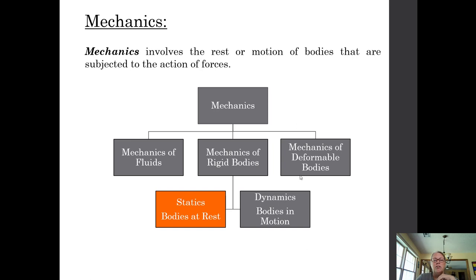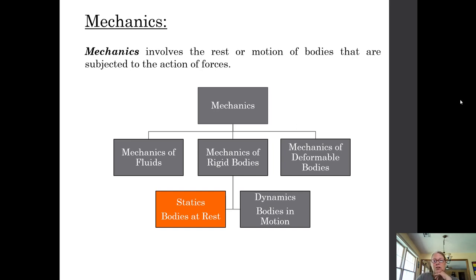Many of you may have also had strengths or are currently in strengths and materials right now, and that's the mechanics of deformable bodies. So that's where you look at the deformation that occurs. It looks at shear stress, it looks at normal stress, shear strain, normal strain, all of those things. Dynamics is just the second part of statics. It's all rigid body mechanics. It's all particle mechanics. We just now will be looking at things that move.